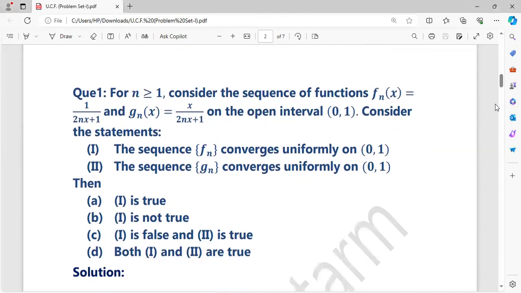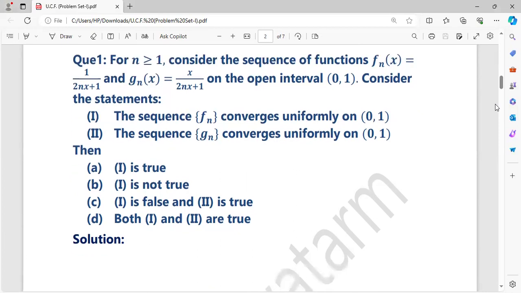The first objective question in front of your screen: f_n(x) is given as 1 upon 2nx plus 1, and g_n(x) is equal to x upon 2nx plus 1. On the open interval (0, 1), consider the following statements. First, the sequence f_n converges uniformly on the open interval (0, 1). Second, the sequence g_n converges uniformly on the open interval (0, 1). Then you are given four options. A: first is true. B: second is true, first is not true. C: first is false, second is true. D: both first and second are true.